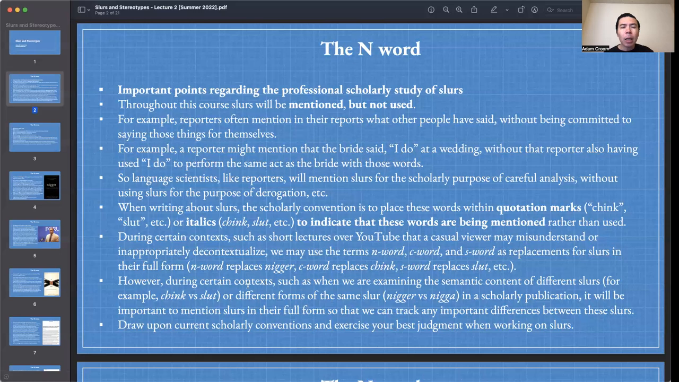In the context of a class that's not published online, for example, on YouTube, we sort of are working on a common assumption, which I've already explicitly stated in the course syllabus, right? That we're only mentioning slurs and we're going to treat these words in a very professional manner.